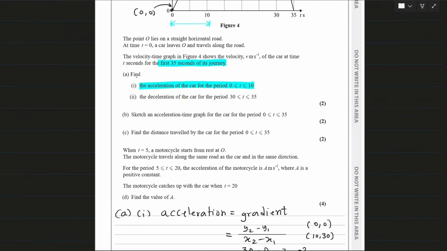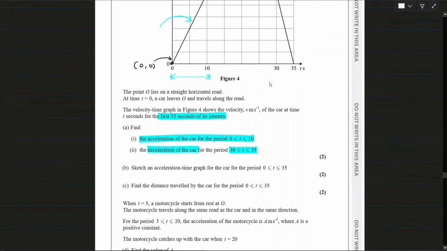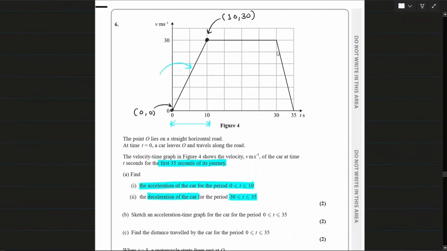Now for A2, we have to find out the deceleration of the car in the period 30 to 35 seconds. Within this period the car was decelerating, and we have to find out the magnitude of the deceleration. We can see that within this period, the graph is a straight line, so again, the deceleration is constant. And as the graph has a negative gradient here, the acceleration is negative.